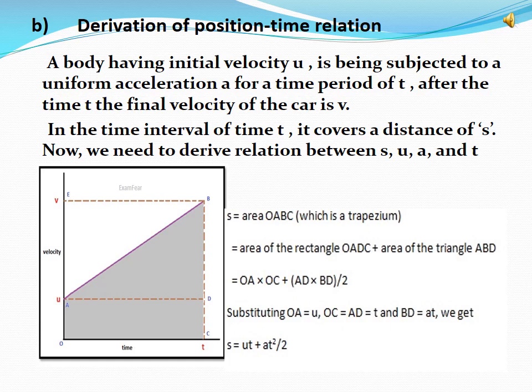Consider the same body having initial velocity u, being subjected to a uniform acceleration a for a time period t. After the time t, the final velocity of the body becomes v. In the time interval t, it covers a distance s. Now we need to derive the relation between s, u, a and t graphically.